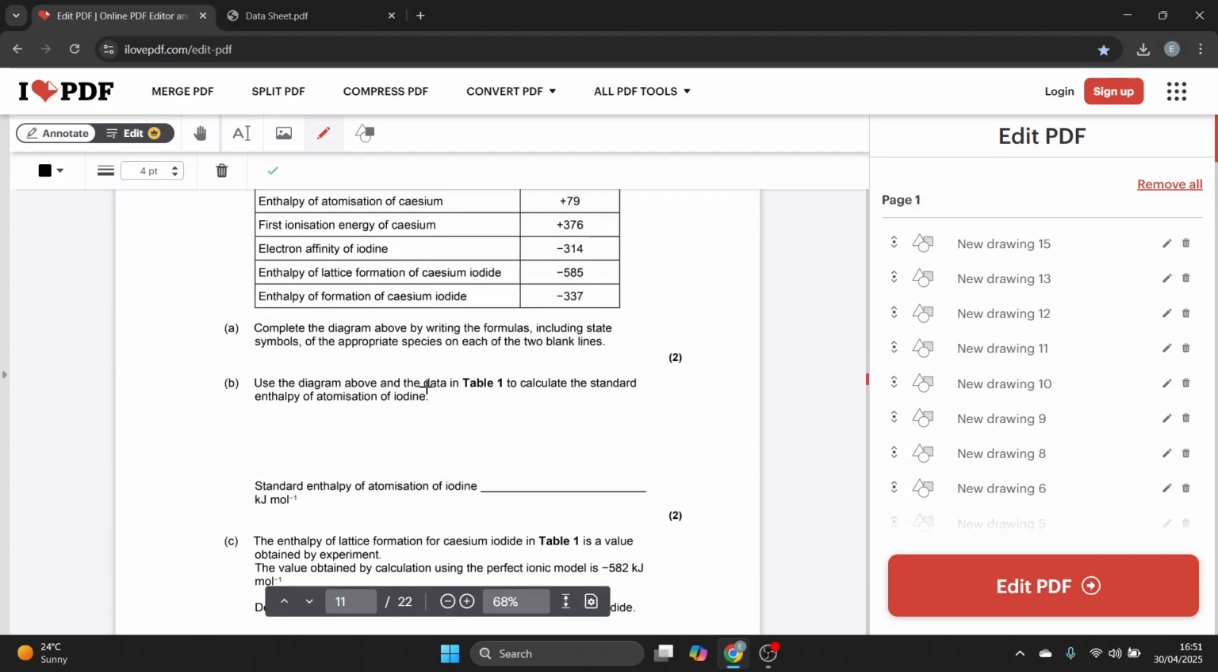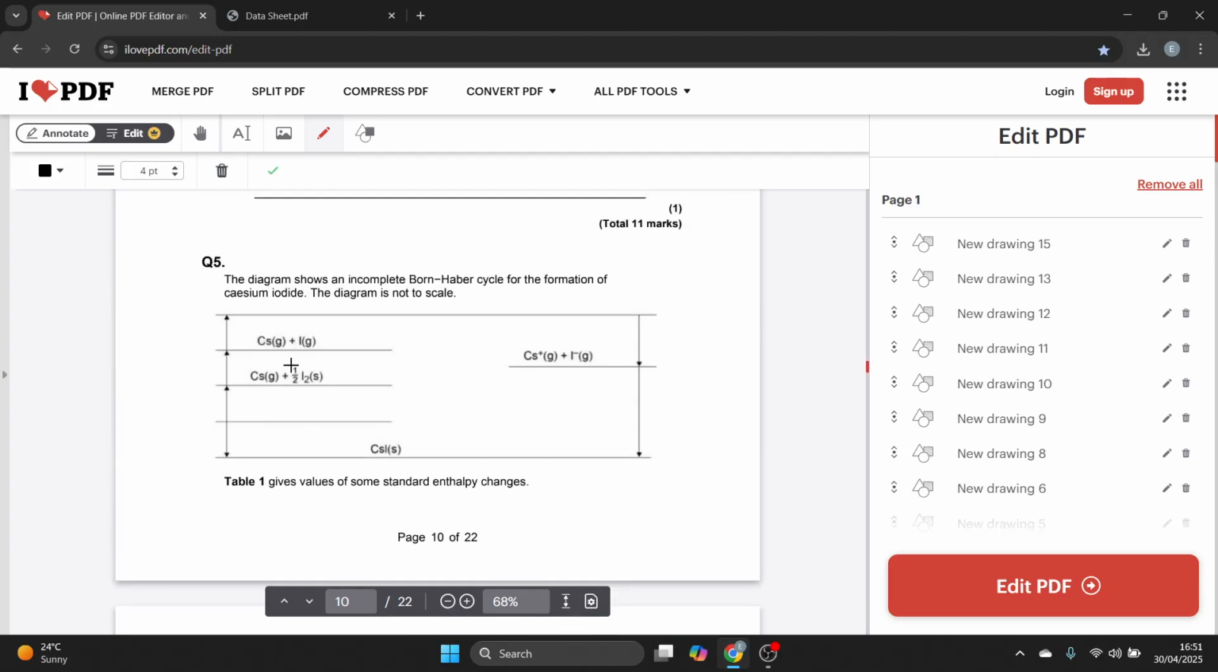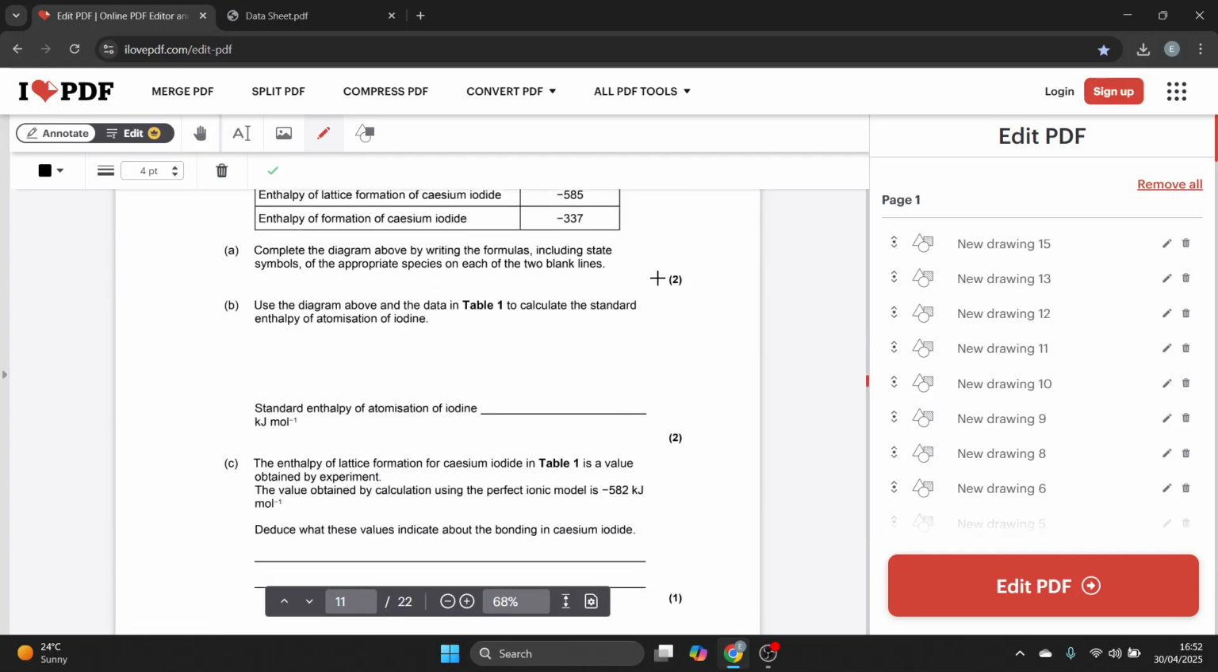Okay, complete diagram. So I'm going to have Cs plus gaseous plus e minus plus I gaseous. I'm also going to have Cs solid plus a half I2 solid. Yes. So Cs solid plus a half I2 solid, Cs plus gaseous plus e minus plus I gaseous. That's it. Nice 2 marks.